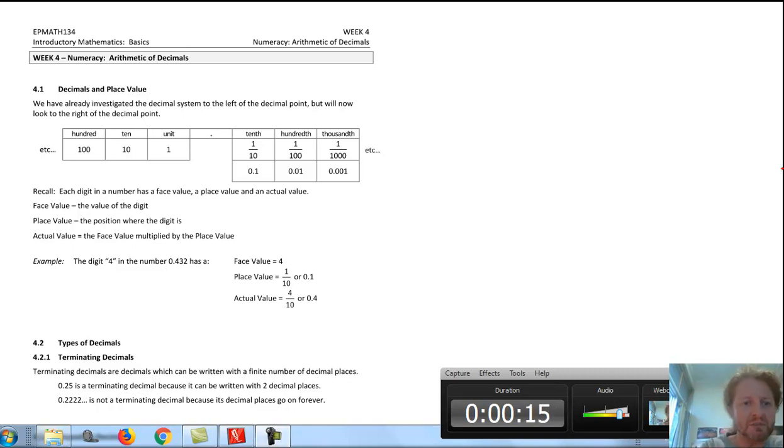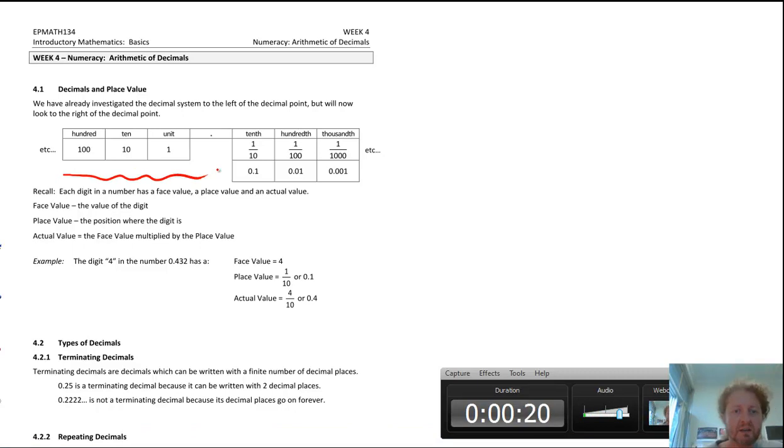Now we start over here, decimals and place value. We've been here before to this part, units, tens, hundreds, thousands and so on. But now we're going to also look to the other side, to the right side of the decimal place, where we've got tenths, hundredths, thousandths and so on.